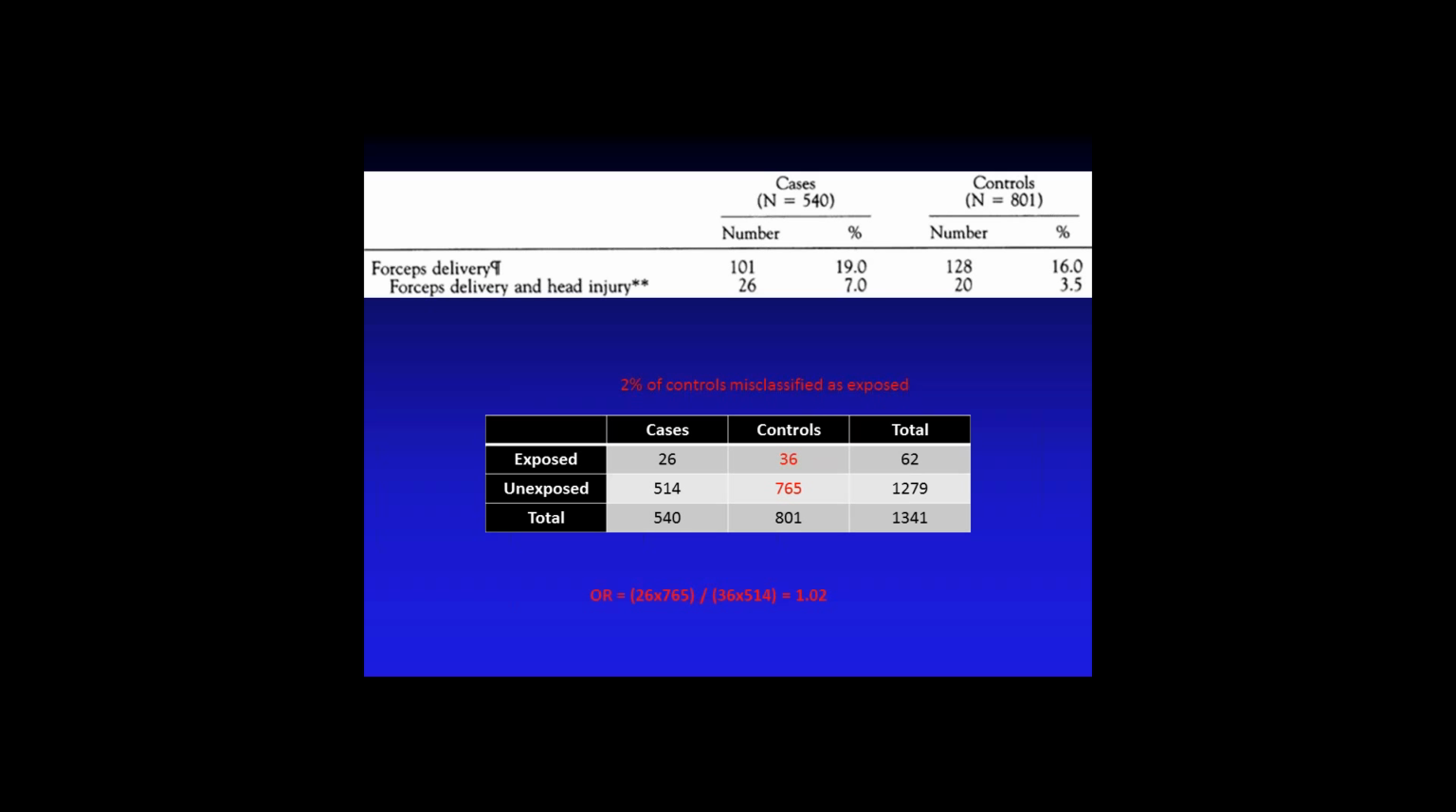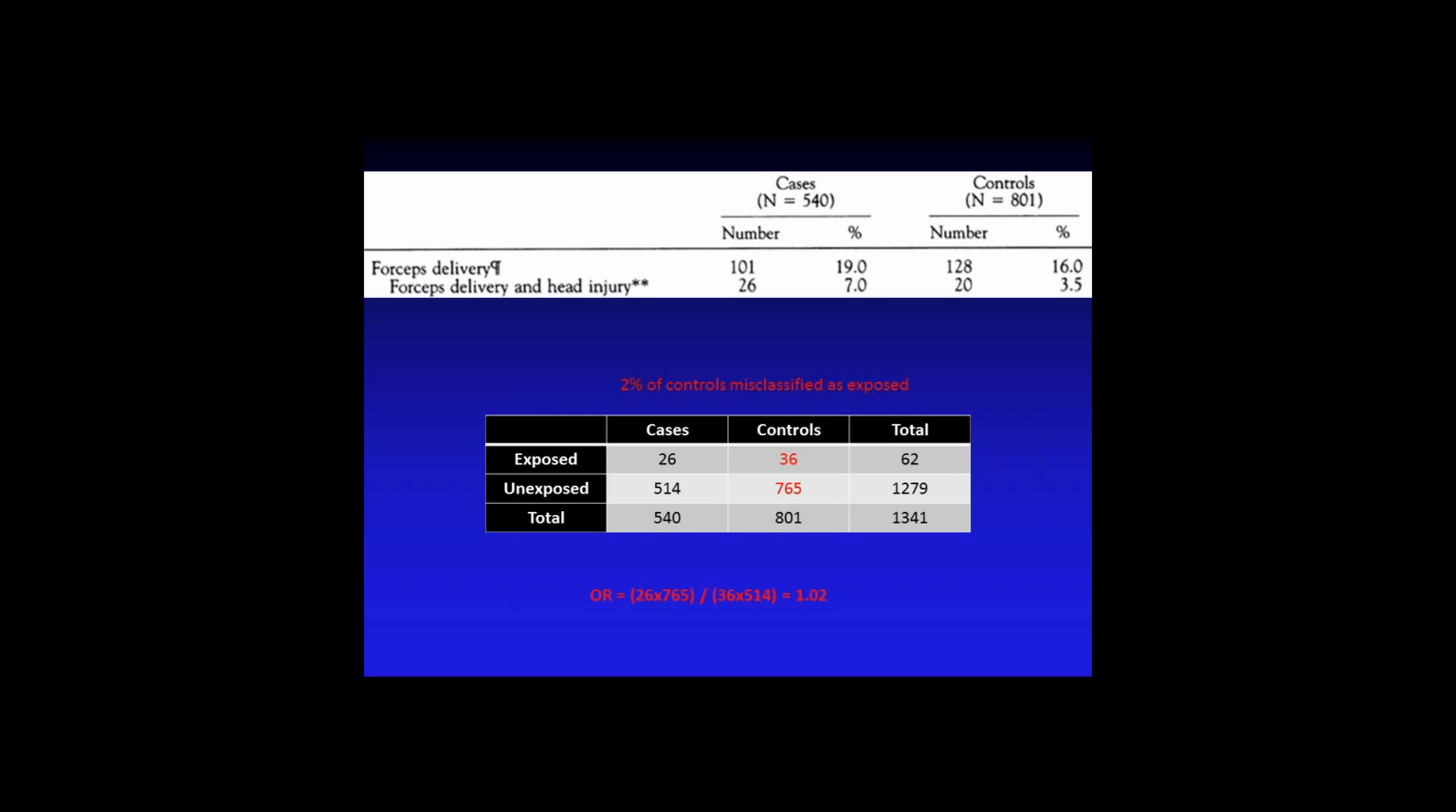So even though originally 20 said that they weren't exposed as controls, in reality, they just couldn't remember, right, because they're controls. The kids don't have brain tumors, so they're not accurately recalling it. So in reality, 36 did. And so if you go in there and if you're able to figure this out, 26 times 765 divided by 36 times 514. It's an odds ratio of 1.02. In this example, the differential misclassification resulted in the results going even lower.